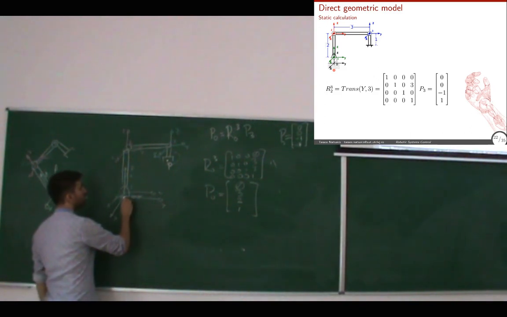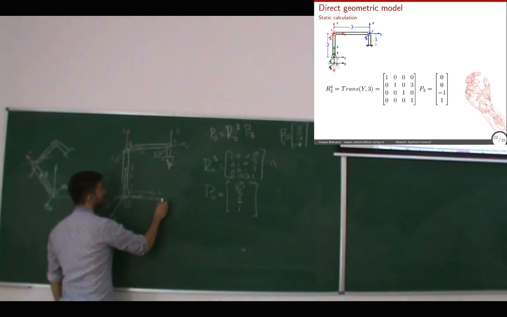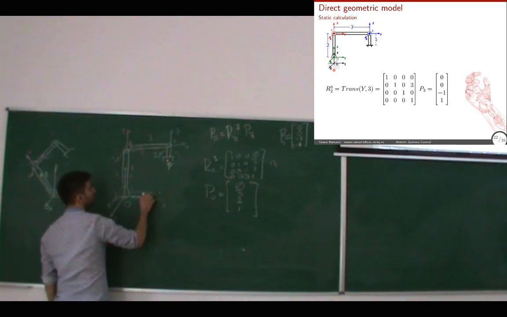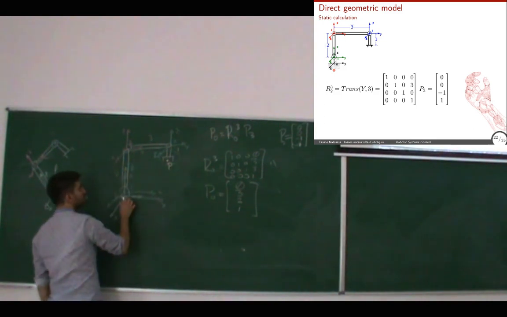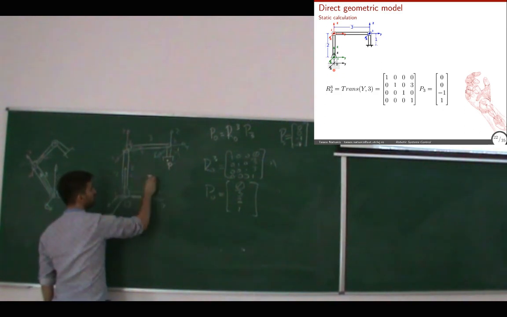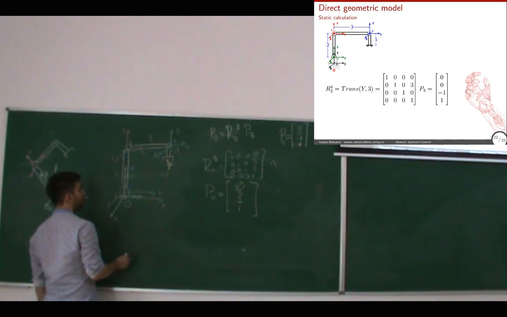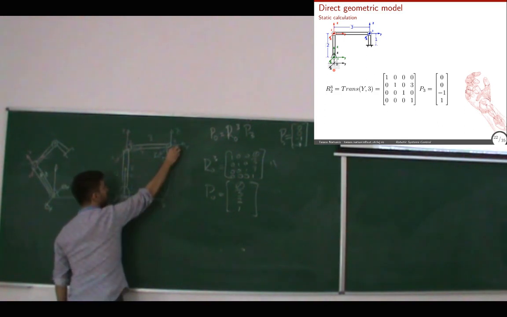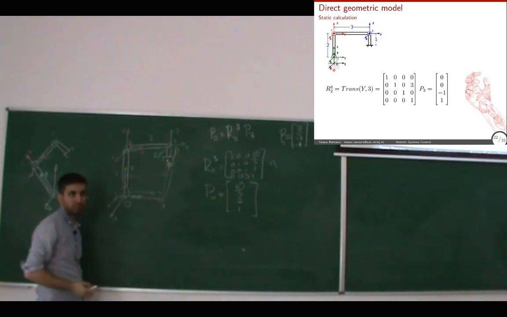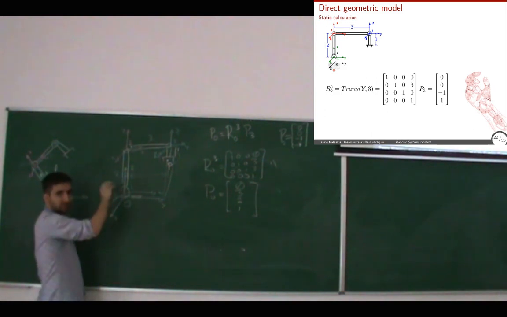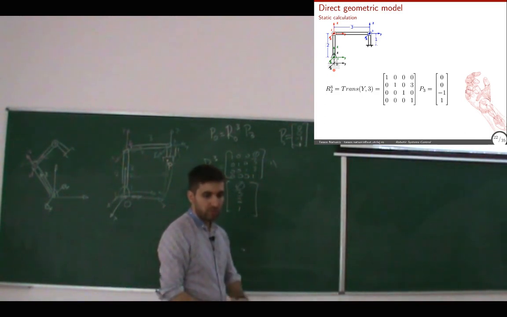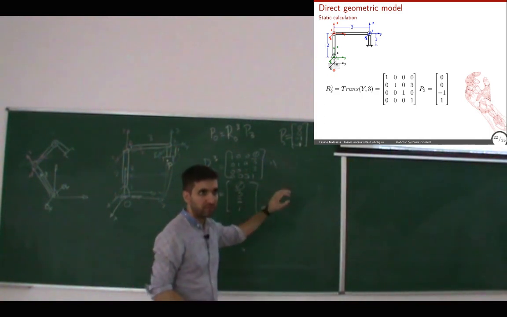So if this is 3, this distance is 3, this distance is 2, this distance is 1, and this distance is 1, it means that the Y coordinate is indeed 3, this distance, and the Z coordinate is this distance, which is 1 plus 2 minus 1, 2. Okay? And the X is 0 because it doesn't go out of the board. Okay? So this is how we calculate the position of the end effector.